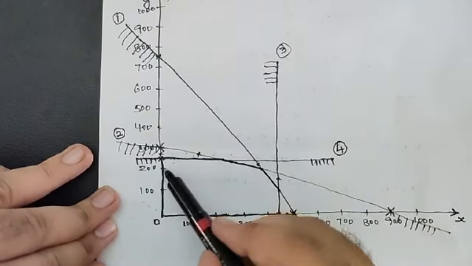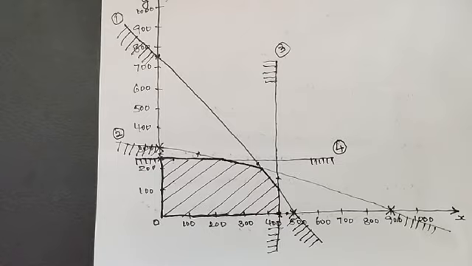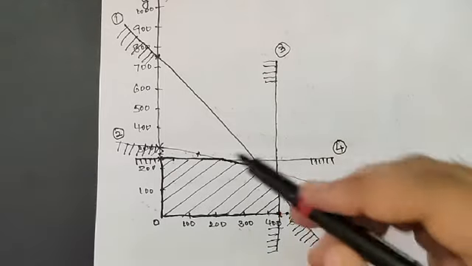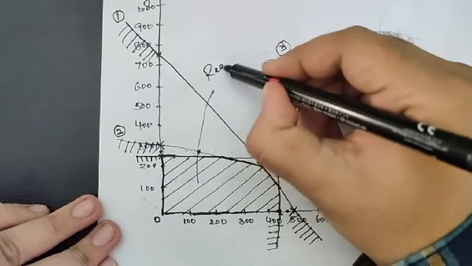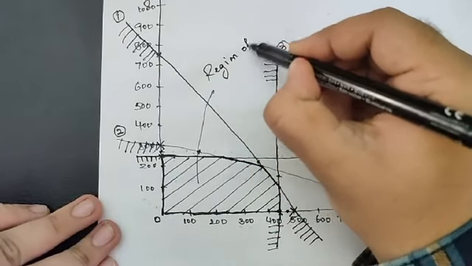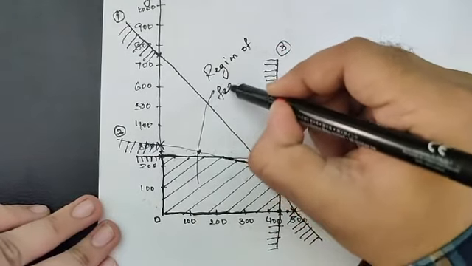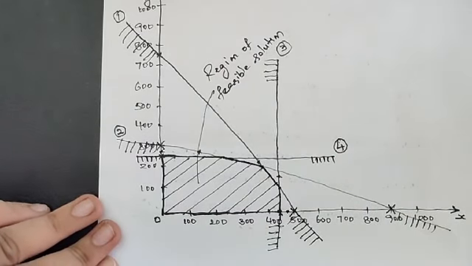So what we call this region is the region of feasible solution. We are calling this one the region of feasible solution, right? So now locate the vertices.